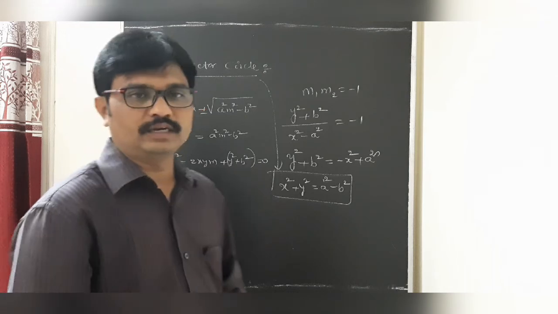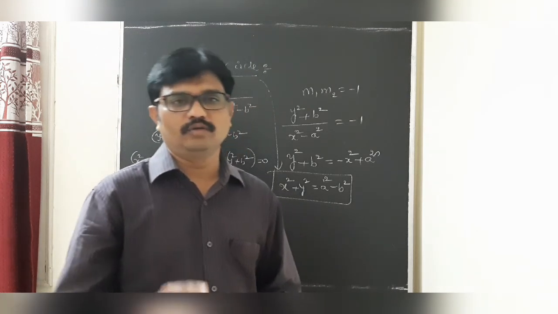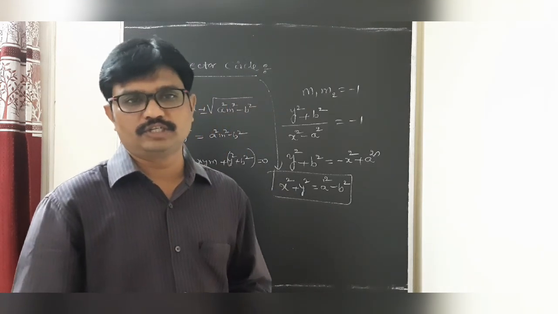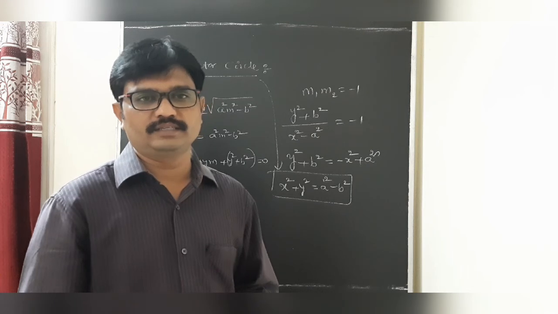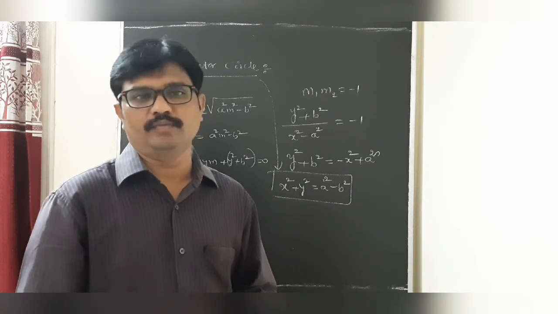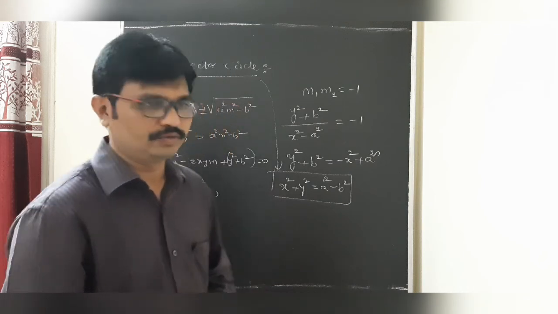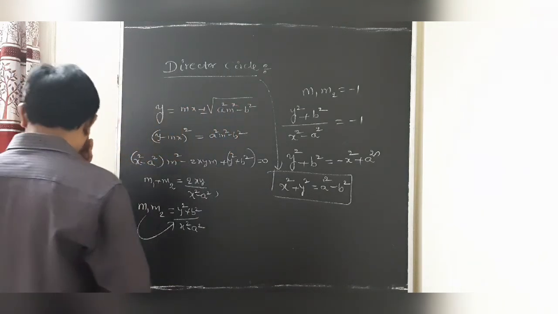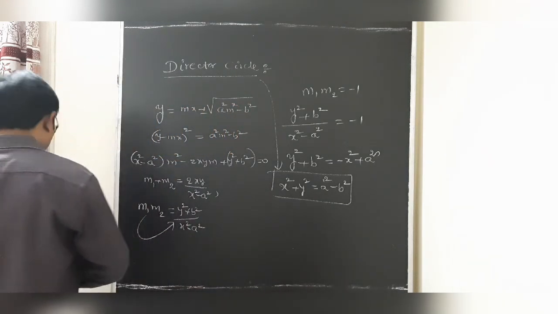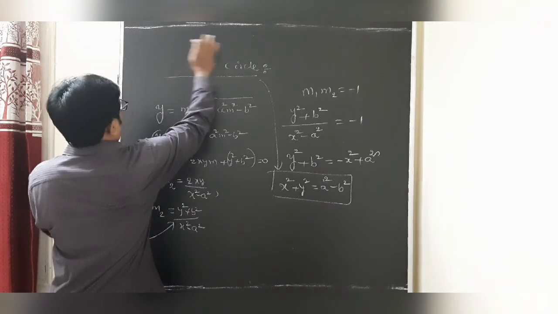Okay, students, what is the definition of the director circle? The locus of the perpendicular tangents to the hyperbola lies on a circle concentric with the hyperbola. Then the circle is said to be the director circle. Okay, students. Right now, auxiliary circle. What is the auxiliary circle, students?